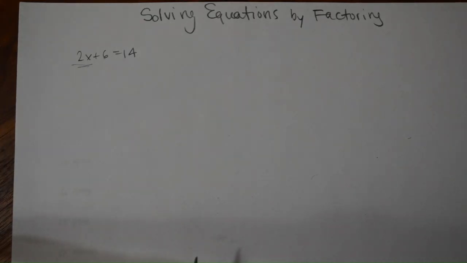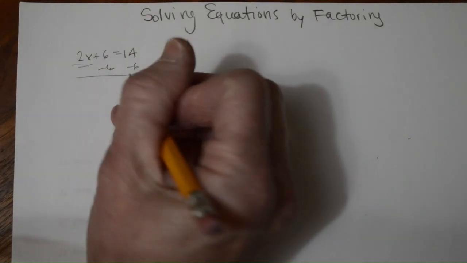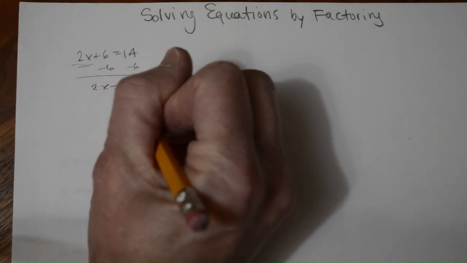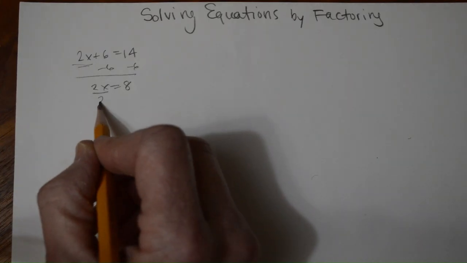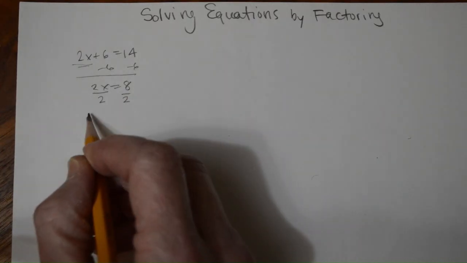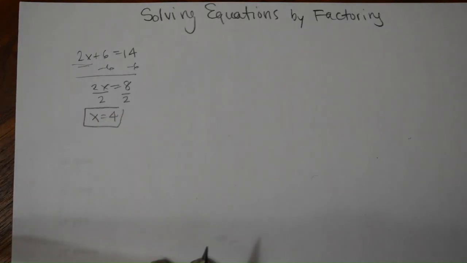But in a case like this, we would say, okay, we want to isolate the x term. And so we would do that by subtracting 6 from both sides. Then we would get 2x equals 8. Again, we haven't isolated the x yet. We have that 2, so we would divide both sides by 2, and we would get x equals 4. That would be our only solution to that equation.